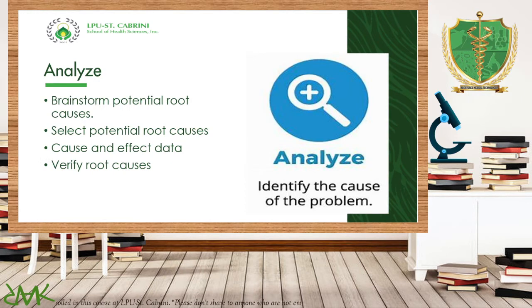Now, after defining, after measuring, after quantifying the problem, the next thing to do is to identify the cause of the problem. Thus, we are going to analyze. And how are we going to analyze the problem? Identifying the cause of the problem or analyzing the cause of the problem will require us to do brainstorming. And if you are doing a brainstorming, you are not the only one who is doing it. As the song says, two heads is better than one. Diba?